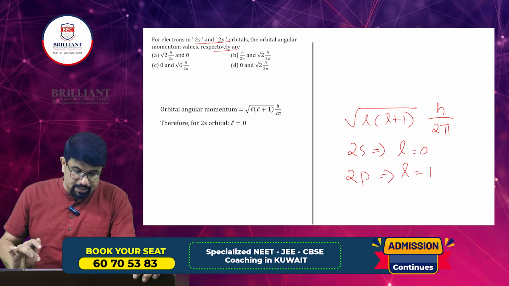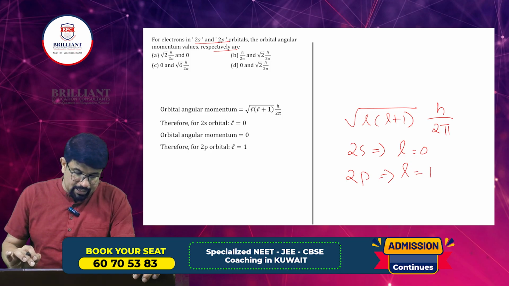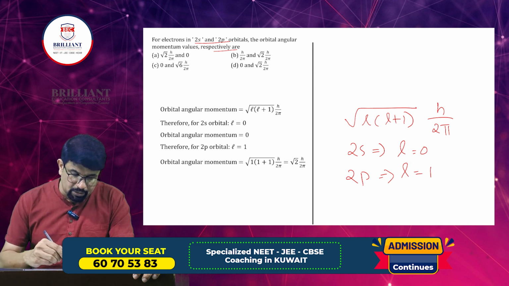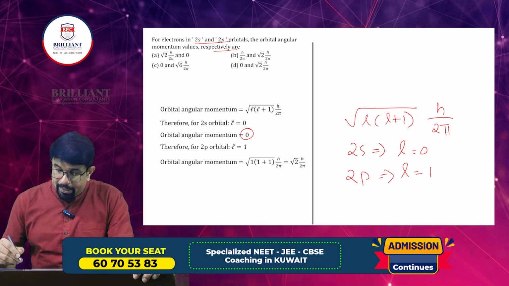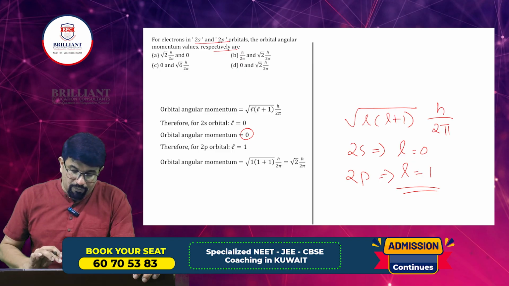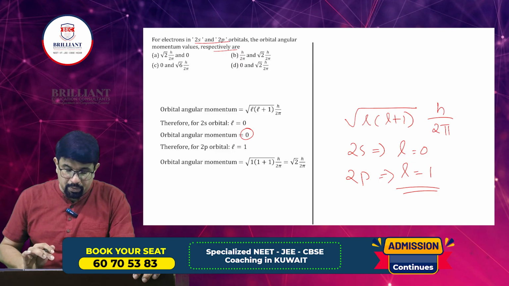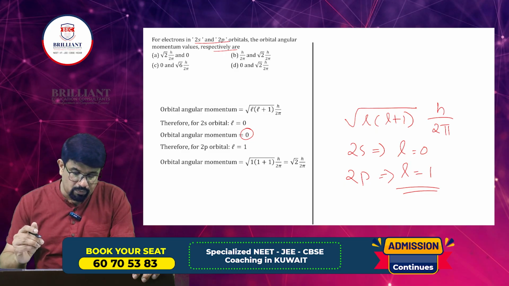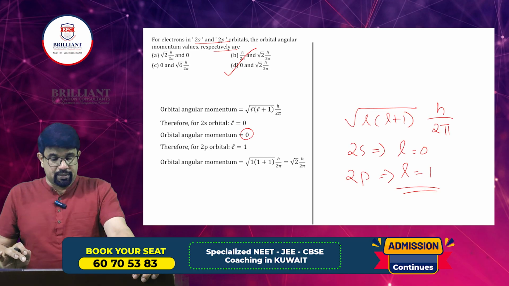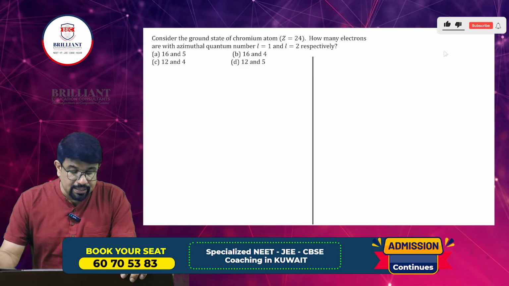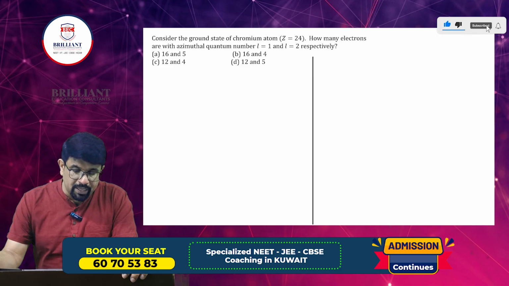So what will be the answer if you substitute the L value here? In the first case L is equal to 0, so the orbital angular momentum is 0, so it may be C or D. Then if you apply the L value 1, root of 1 into 1 plus 1 into h by 2 pi, that is root 2 into h by 2 pi, right? So what is the correct answer here? D is the correct answer according to the question. Next question. Consider the ground state of chromium atom.